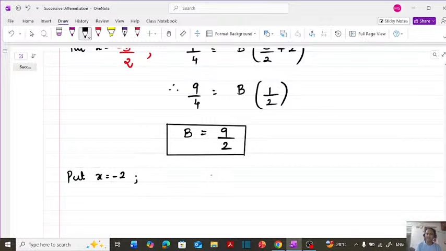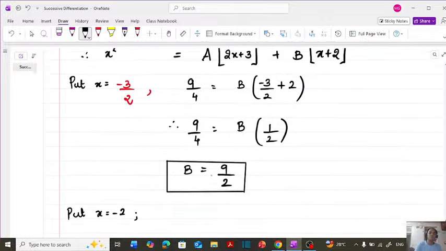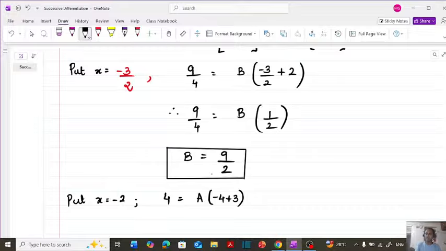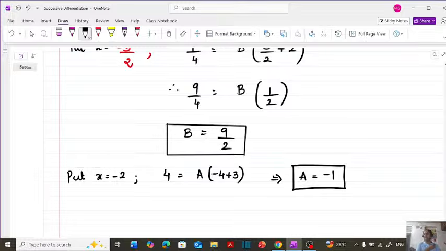Everyone calculate: what is your value of a when x is minus 2? So you will be getting your x square as 4 equal to a times minus 4 plus 3, and that will be a is minus 1. Okay, you get the value of a.